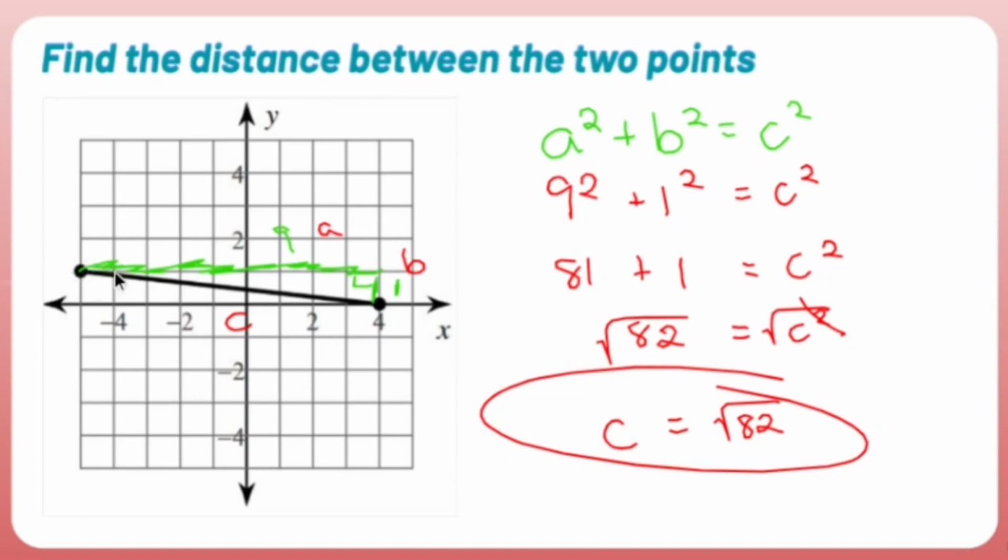But that's what we did. We used the idea of a right triangle to find the distance of that dot to that dot, which ended up being a little over 9, which makes sense.